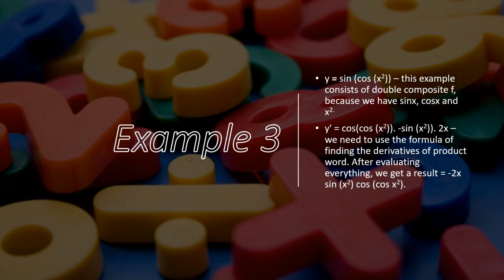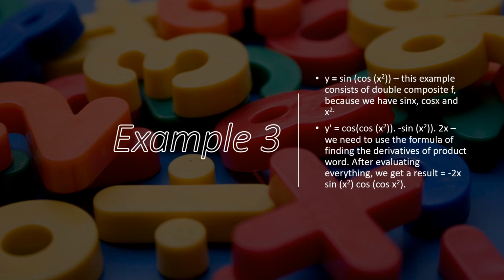Now moving on to example 3, which has even fewer steps and even less explanation because, as I said before, it's best to do it on your own. We have y equals sine of cosine of x squared, and it's an example that consists of a double composite function because we have sine x, cosine x, and x squared. As we can see, x squared is the innermost of all of these functions, and sine of x is the outermost.